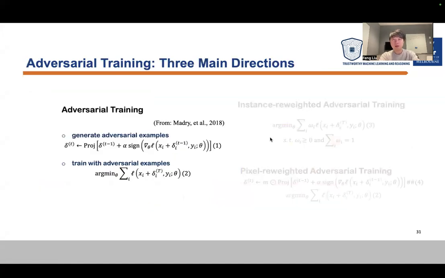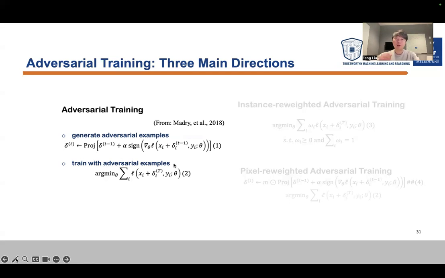So there are three pipelines. I mean, the main difference, three pipelines. The first is just the basic adversarial training. It will generate adversarial examples. You can say this step is generate adversarial examples, okay? And then we will train the model with adversarial examples.